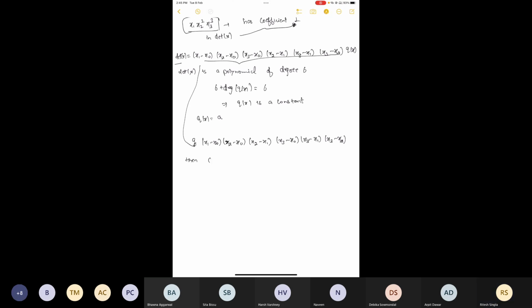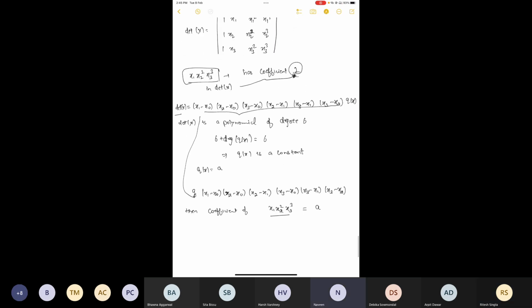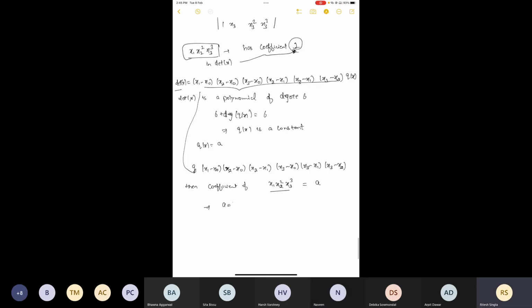Then the coefficient of x1 x2 square x3 cube will be what? a. Yes, sir. Two polynomials are equal, so the coefficients have to be equal, and the coefficient of x1 x2 square x3 cube was 1. So this implies a is equal to 1.